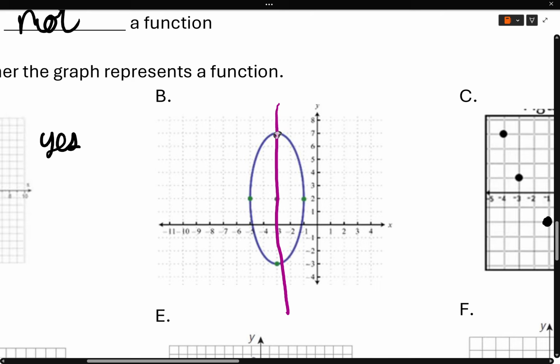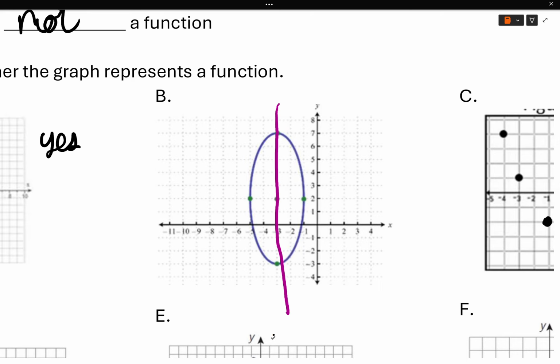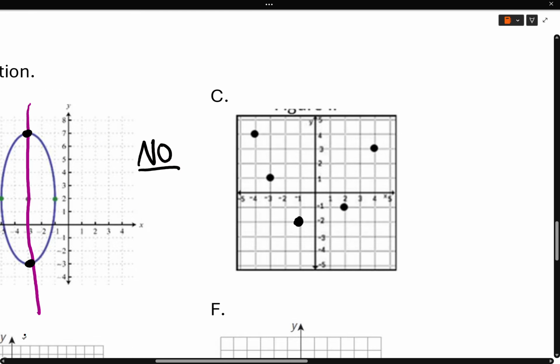For letter B, I'm going to draw my vertical line through the circle, oval, and what is this? Oh, I see what I did. It looks like it passes through twice. Not a function.